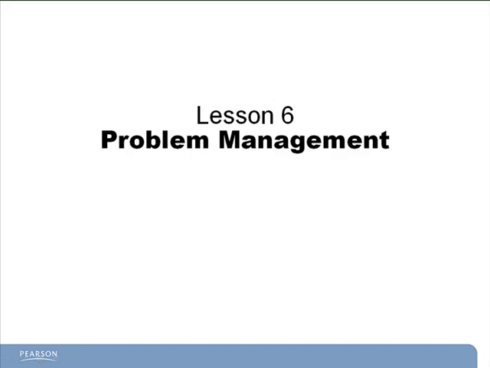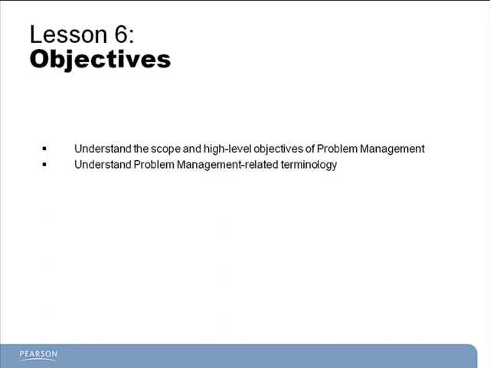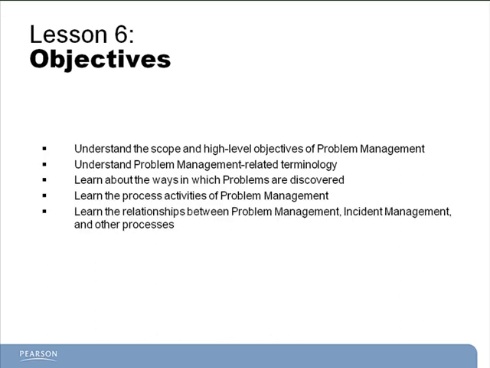Lesson 6 is our lesson on problem management, and it has 6 main objectives. First, we'll understand the scope and high-level objectives of problem management, and then we'll get some problem management-related terminology. Next, we'll see how problems are discovered and how they're handled via the problem management process. We'll also take a look at the relationships between problem management, incident management, and other processes. And we'll finish up with the roles associated with this process.